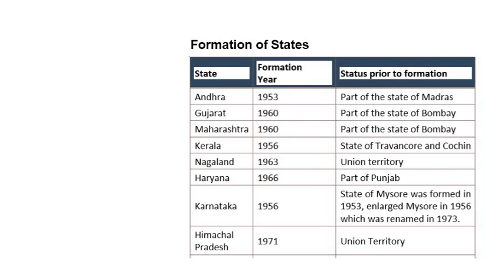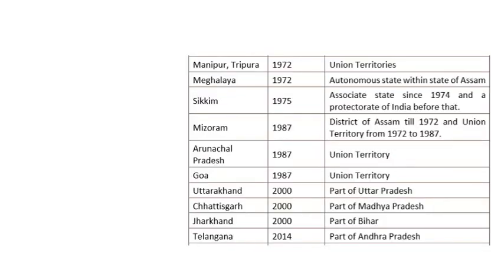Also Manipur, Tripura, Meghalaya were Union Territories and autonomous states within the state of Assam. Sikkim 1975, associated state since 1974 and protectorate of the Union before that. Mizoram 1987, district of Assam till 1972 and Union Territory from 1972 to 1987. Arunachal Pradesh formed in 1987. Earlier it was a Union Territory, similar to Goa 1987. Uttarakhand, Chhattisgarh, Jharkhand formed in 2000. Telangana in 2014. You all know this.